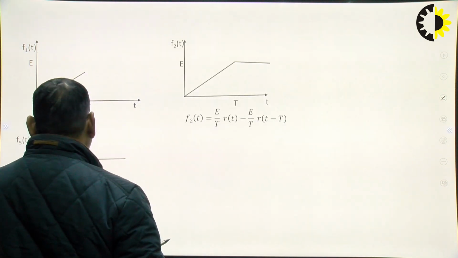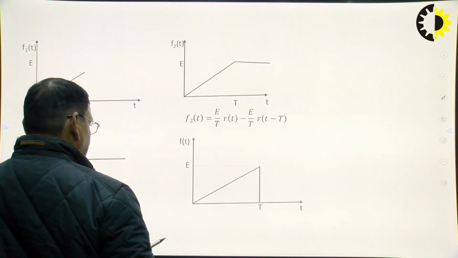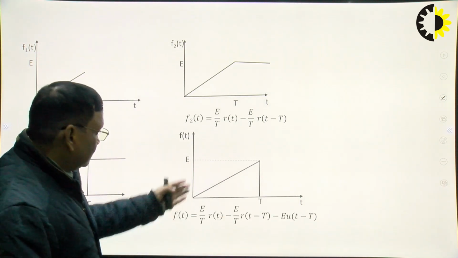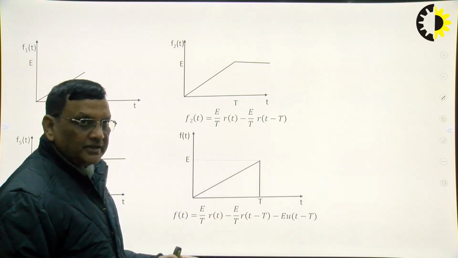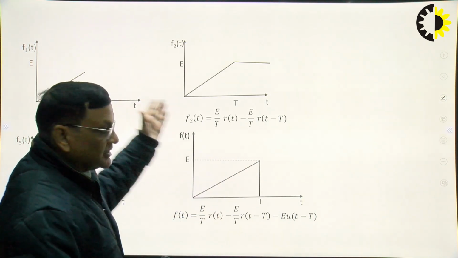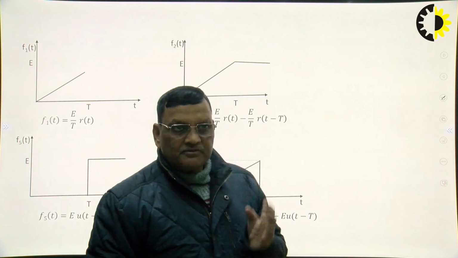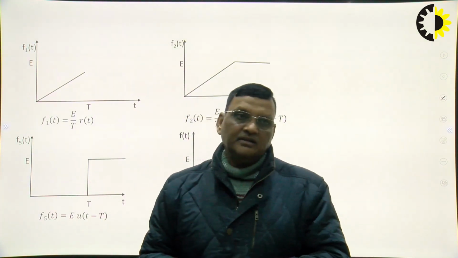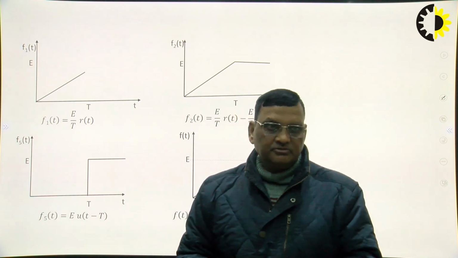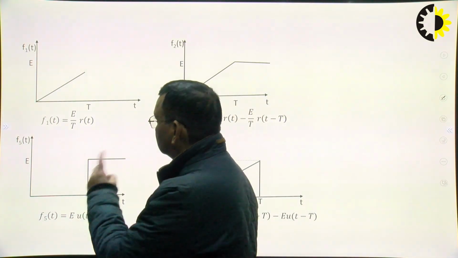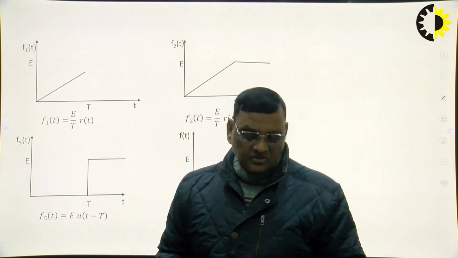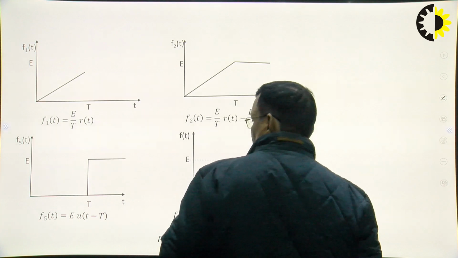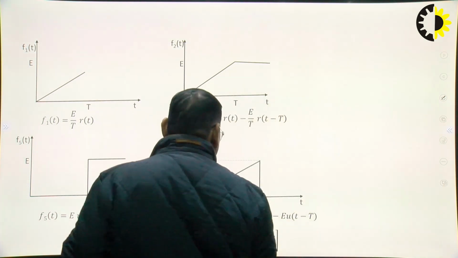So this is the final equation of your sawtooth for one cycle. This way we construct it. What have we used? We have used one ramp, a shifted ramp, and a shifted unit step. Using these three functions, we can construct a sawtooth. So this way we can see another example, and this is the Laplace transform.